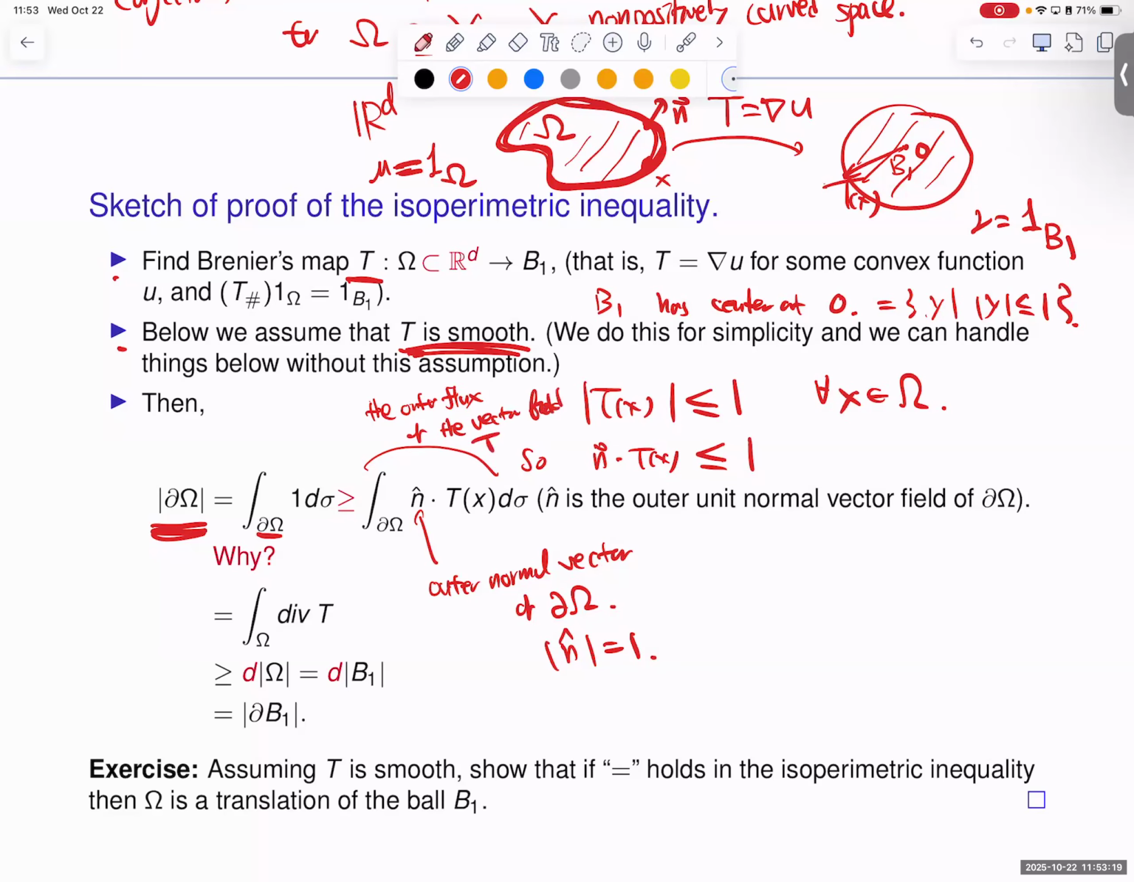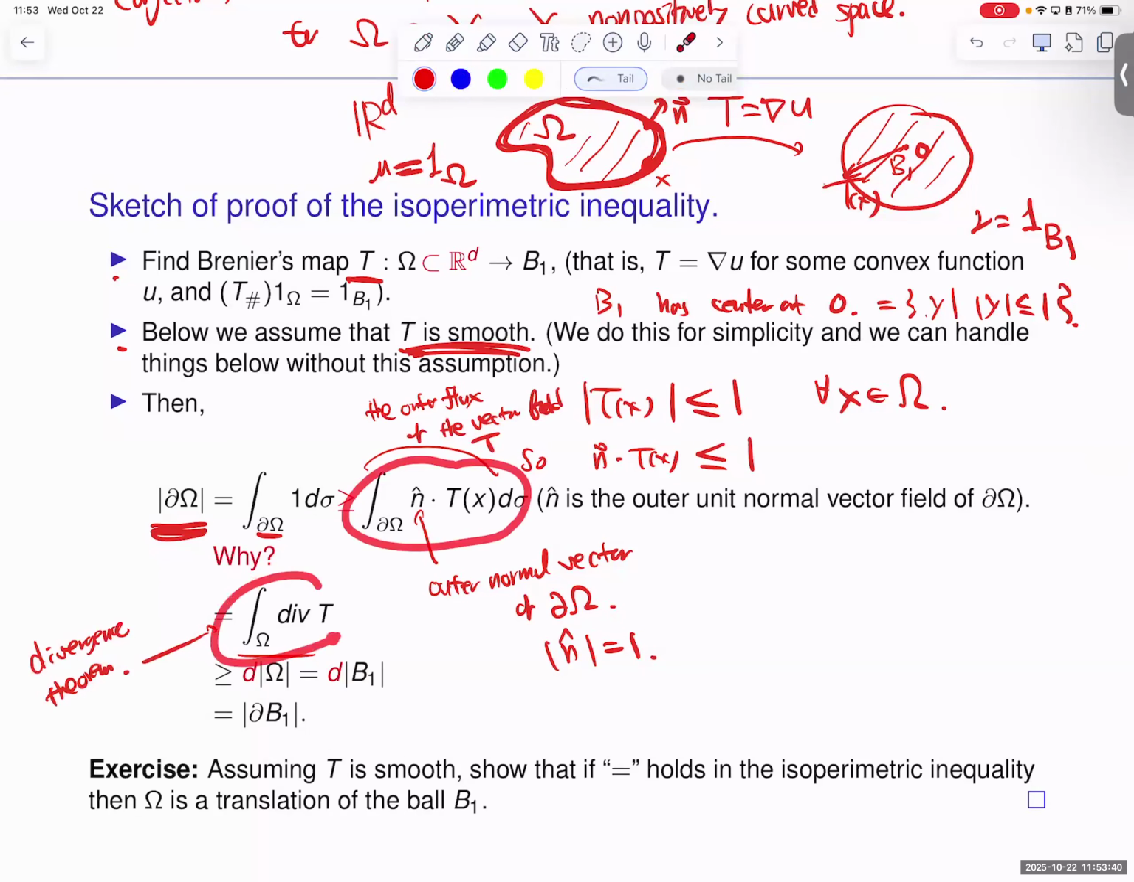T. By the divergence theorem, the outer flux is nothing but the interior integral of the divergence of the vector field. That is this. So this is the divergence theorem. This outer flux is equal to this divergence. Okay.